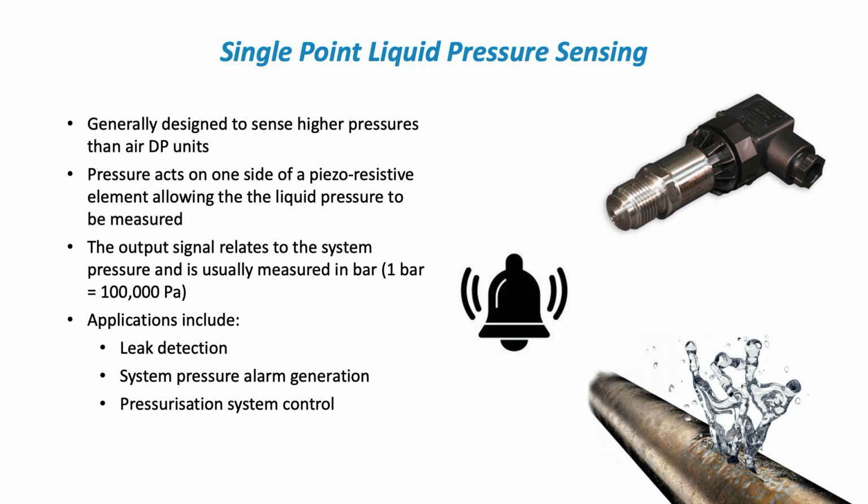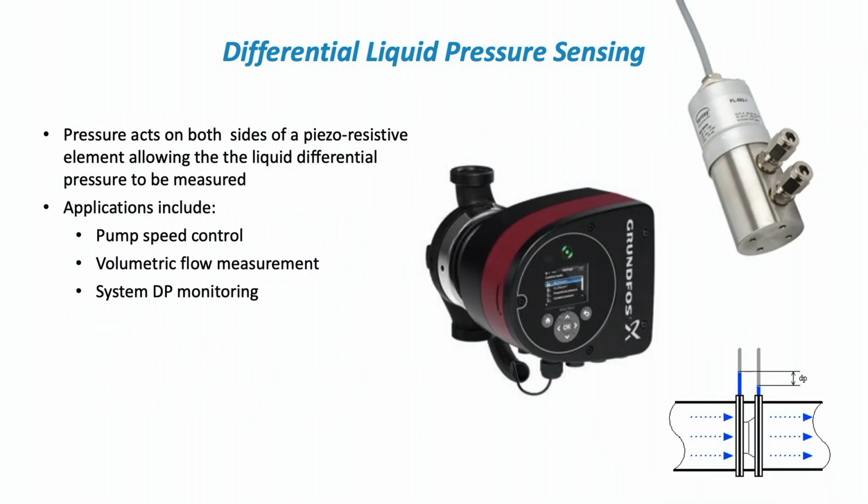We also measure liquid pressure, which will give us information on things such as leak detection. We can have pressure alarms, and we can also control the pressurization of systems such as low temperature hot water or chilled water systems using single point liquid pressure sensing. Now, with air pressure sensing, you always have differential air pressure sensors. If you only want a single point, you leave one of the probes open to atmospheric pressure. With liquid, we have single point, but we also have differential liquid pressure sensing as well.